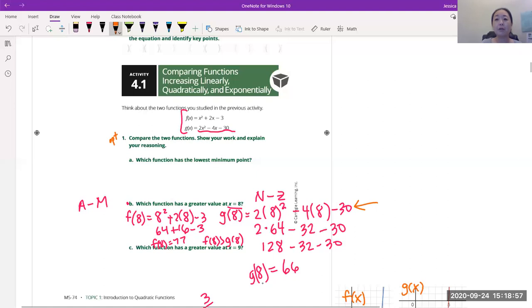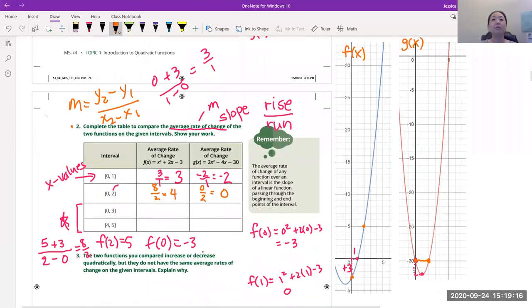All right, so if we notice when we put in 8 for X, we get 66 for G and 77 for F, right? So which one's bigger? Yeah, it's going to be F. So that's why we put in here, F of 8 is greater than G of 8, okay? And you could do the same thing for the next one if you want to, but we're going to move on.